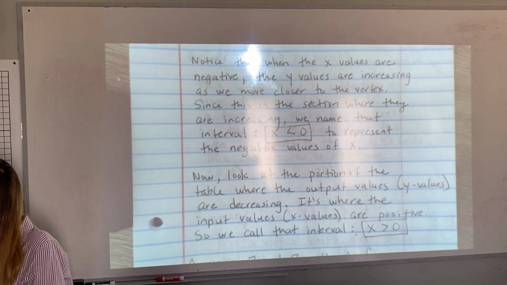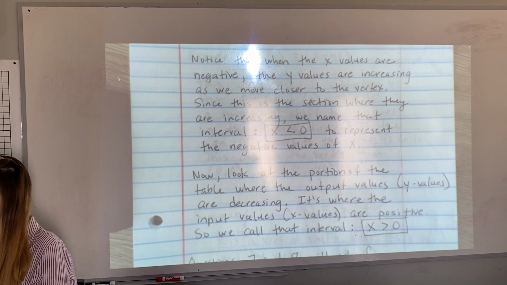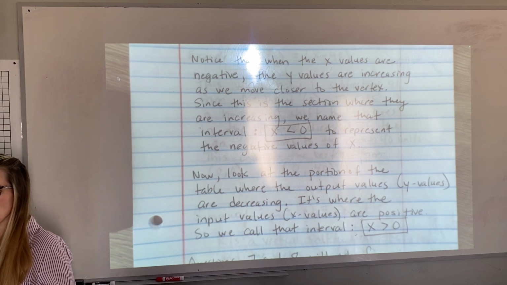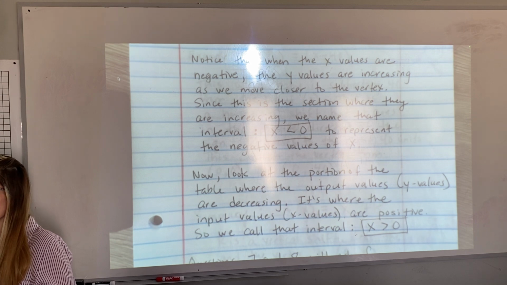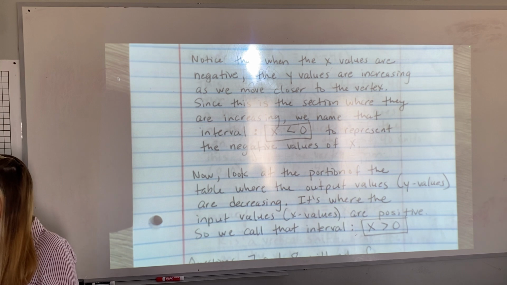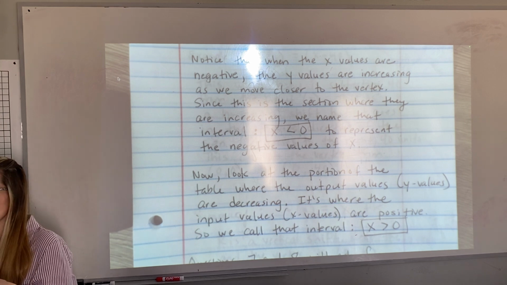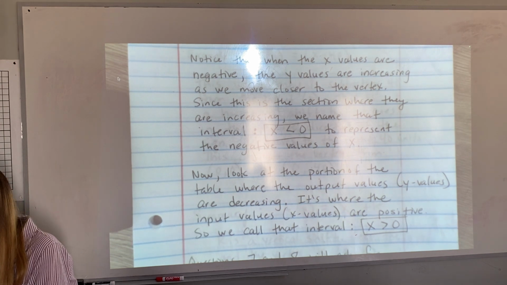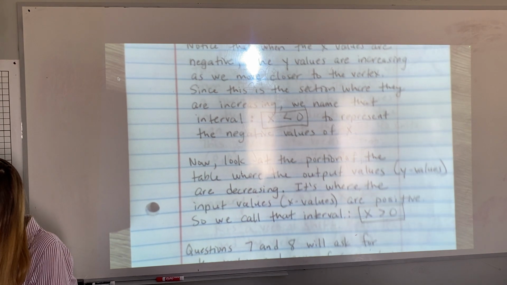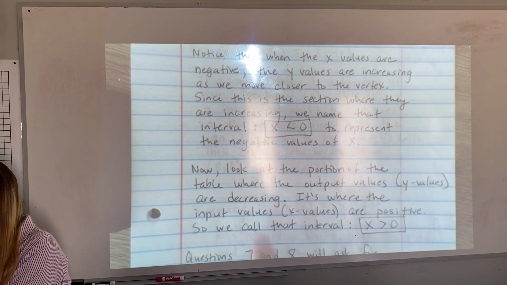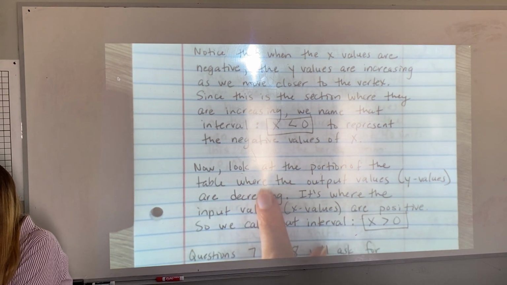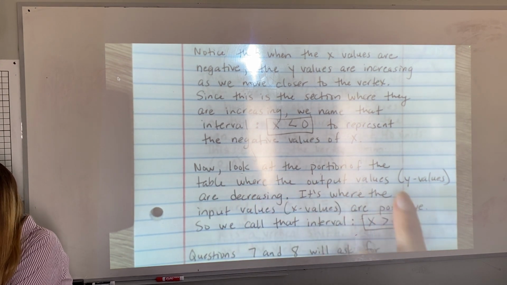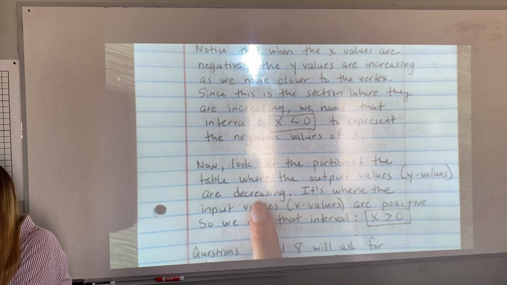We're also going to be asked the question, over what interval is it decreasing? So anytime you have a parabola, whatever your interval is for increasing, it's going to be the opposite interval for decreasing, because it's going to be the other side of the graph, other side of the coordinate plane. But let's just take a look and make sure we know what we're doing. Look at the portion of the table where the output values, or the y values, are decreasing.